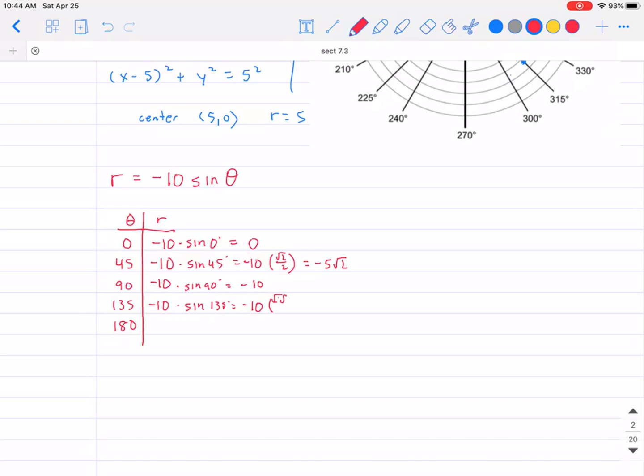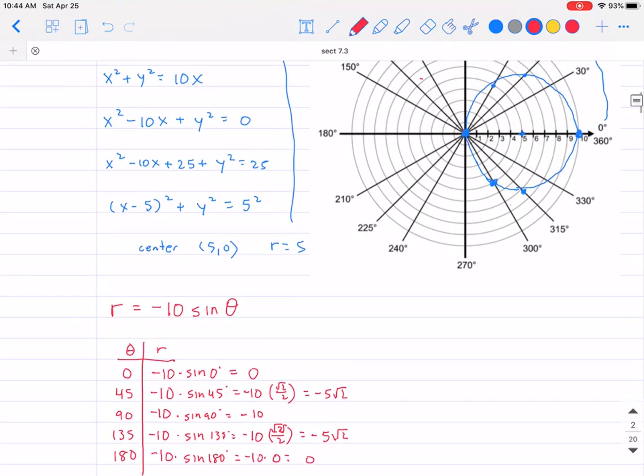Negative 10 times sine of 135. That is negative 10 times positive root 2 over 2. Okay, I almost made a mistake there. So that's going to be negative 5 root 2 then. And finally, for the last one, negative 10 multiplied by the sine of 180 degrees. That is negative 10 multiplied by 0, which is equal to 0.